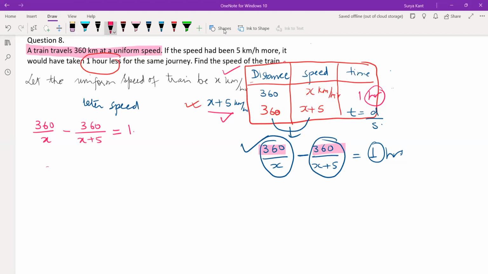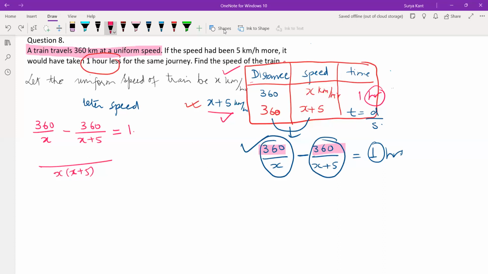We have to take the LCM here, of x and x plus 5. We call it the butterfly rule. What is the butterfly rule? You just multiply both of these, cross multiply. That is what we call the butterfly rule. So the LCM would be x into x plus 5.